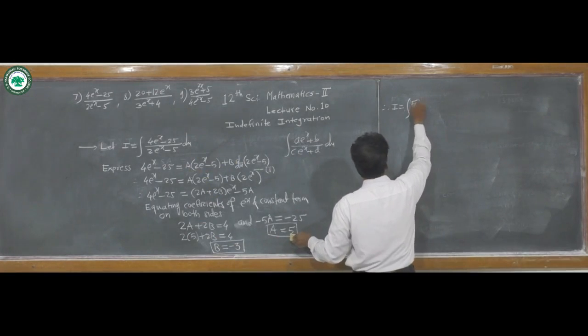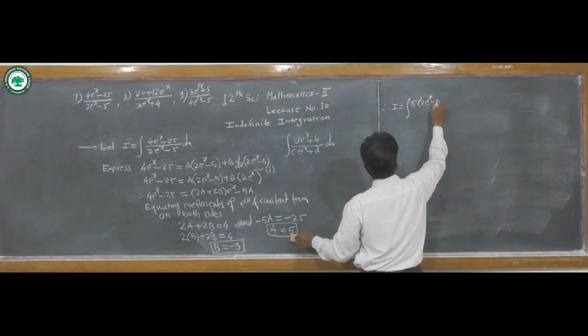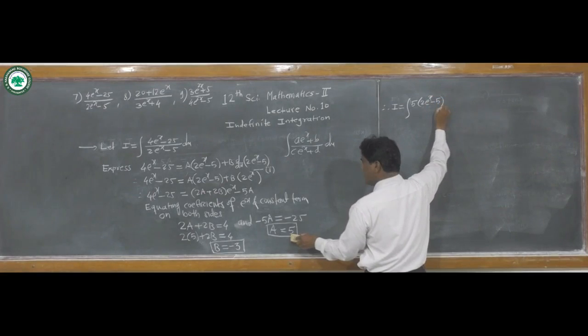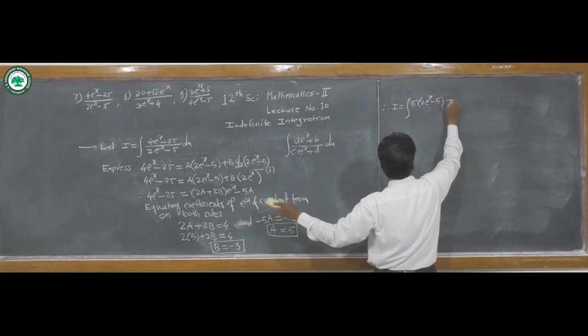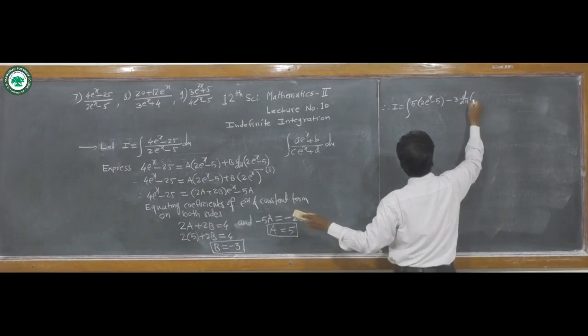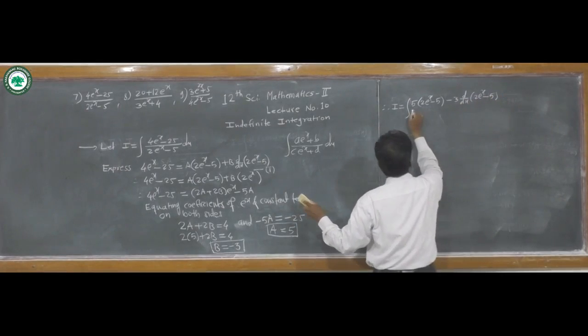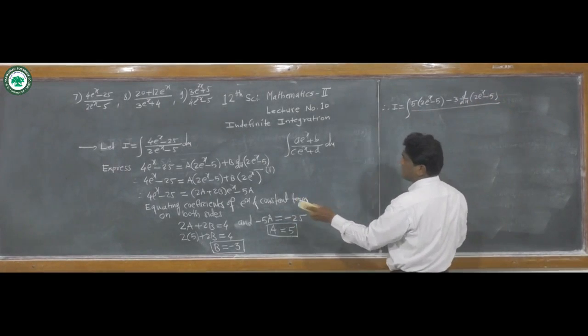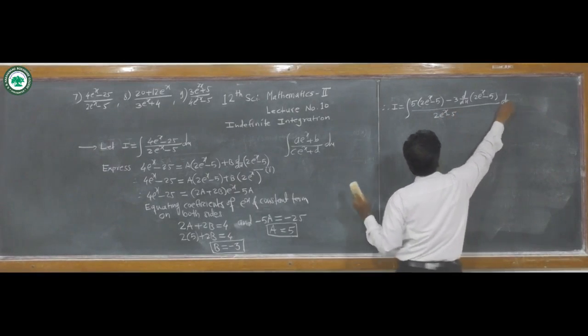So 5 into 2 to the power x minus 5, then plus b is here minus 3. So plus becomes minus. So minus 3 into d by dx of 2 to the power x minus 5, and divided by the denominator as it is. Which is the denominator? The denominator here is 2 to the power x minus 5 and dx.